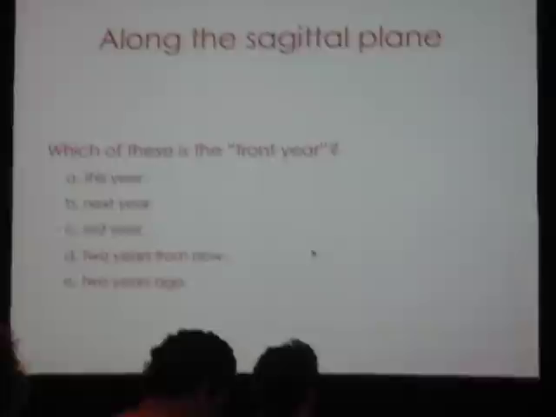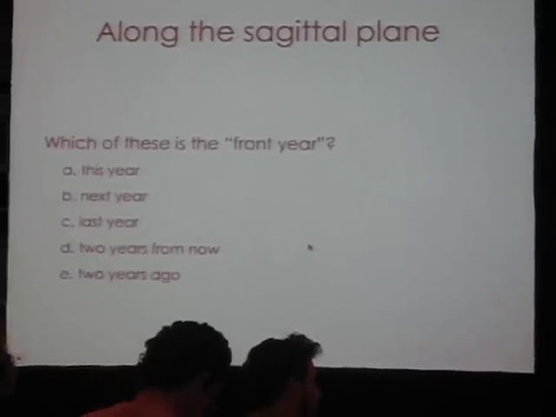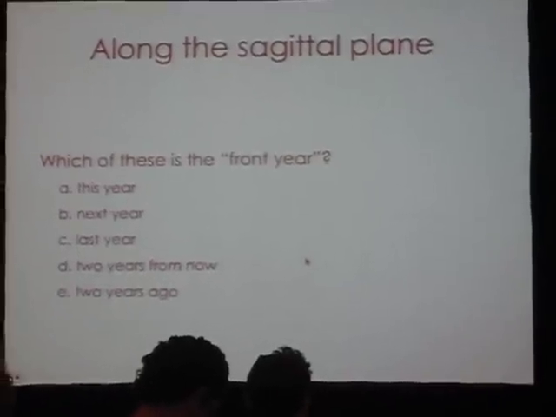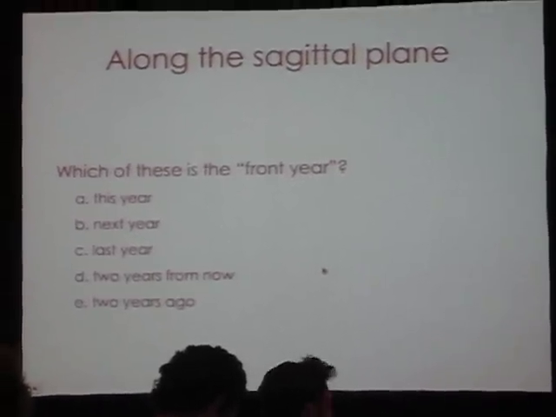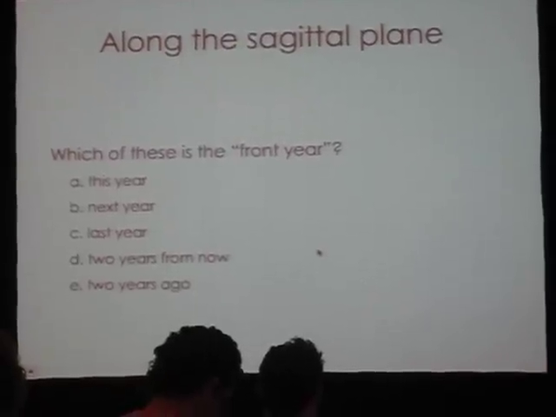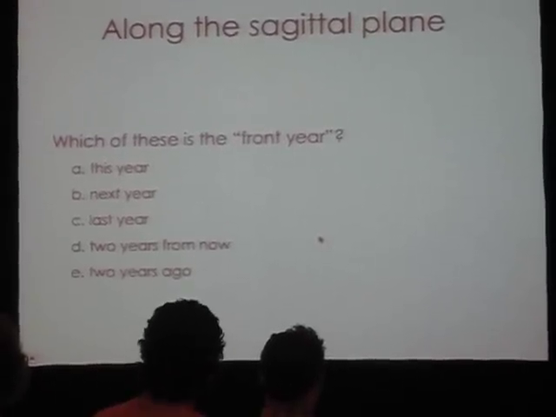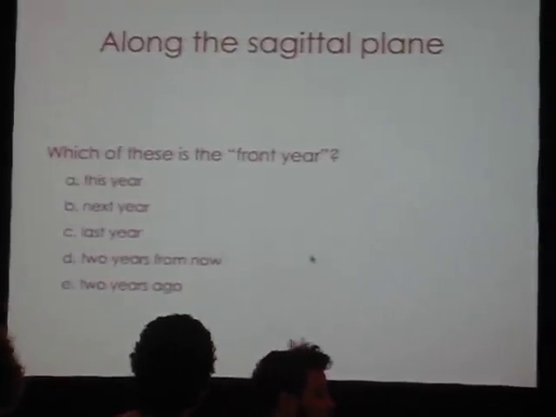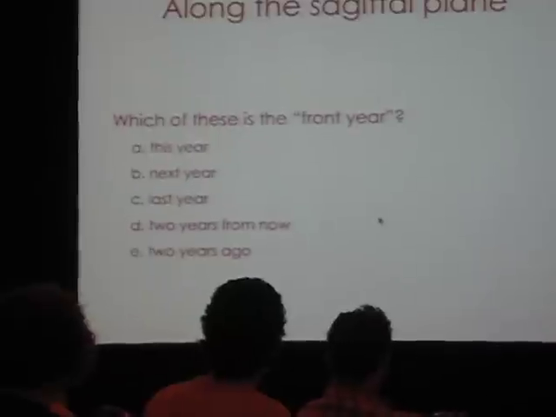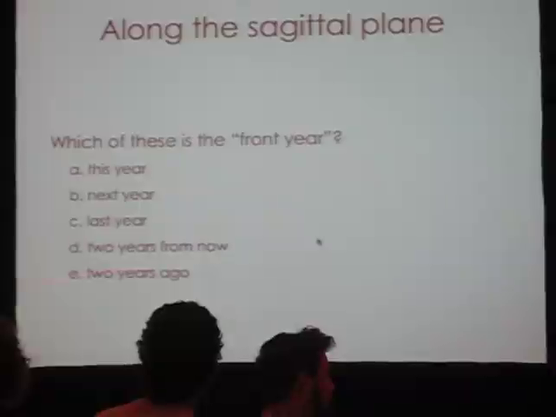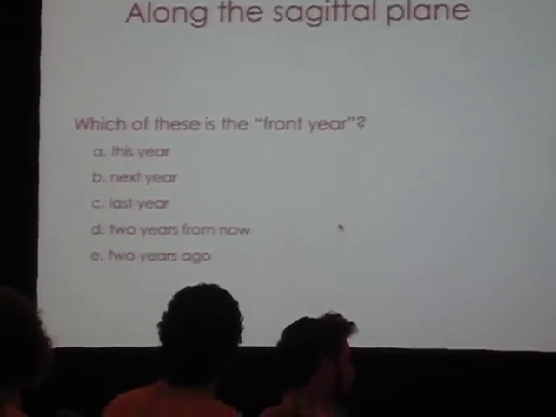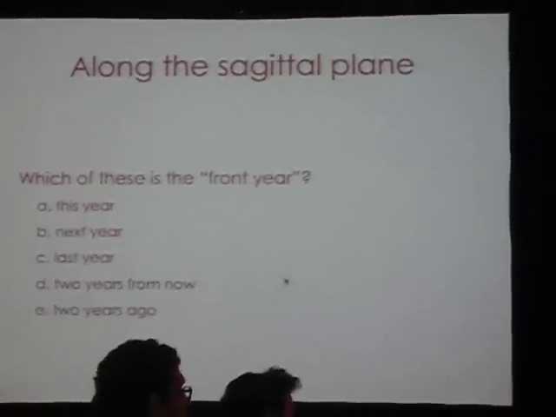When Mandarin speakers point along the sagittal plane, the front-back axis, we also see some interesting differences. So let's just get a show of hands. If I ask you, which of these is the frontier? Is it this year, next year, last year, 2 years from now, 2 years ago? Who thinks A? Who thinks B? Who thinks C? Who thinks D? Who thinks E? Okay. E didn't get a lot of responses. That is what frontier means in Mandarin. The frontier is 2 years ago, so in fact, the past is being put out in front in that metaphor.